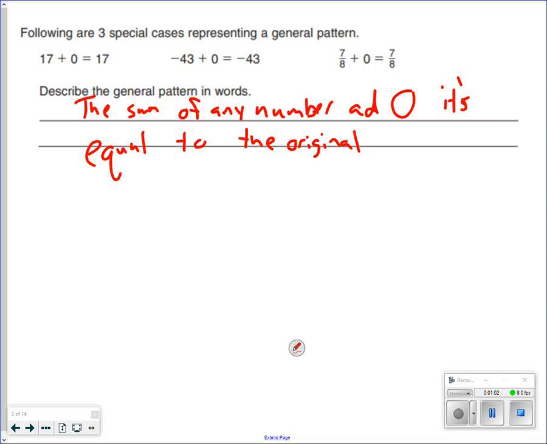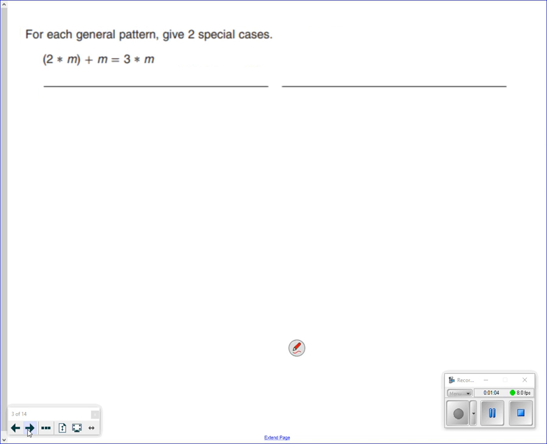Okay, let's move on. For each general pattern, give two special cases. So it says 2 times m plus m equals 3 times m. So what would be another scenario? What if we were to put something in there for m? For example, what if we put in 2 times 24 plus 24 equals 3 times 24?